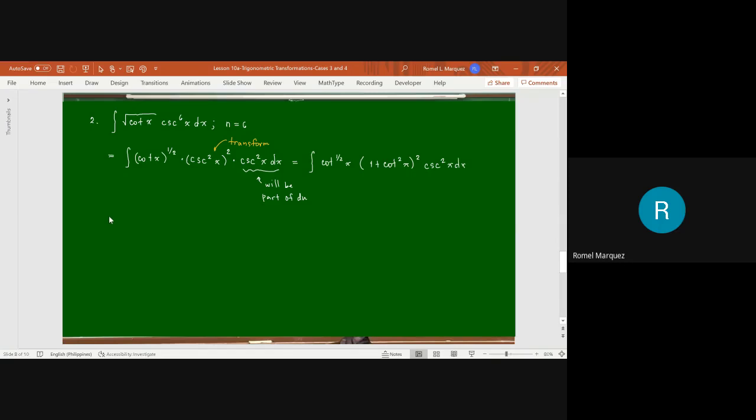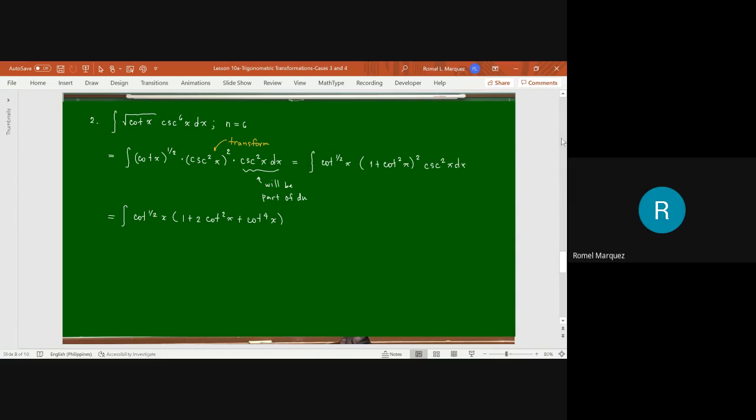So this is now equal to, what is this, guys? Distribute inside, but of course we have to expand. What is the expansion? Cotangent to the 1/2 x times, what's the expansion, guys? 1 plus 2 cotangent squared x plus cotangent to the fourth x. Is that correct, guys?